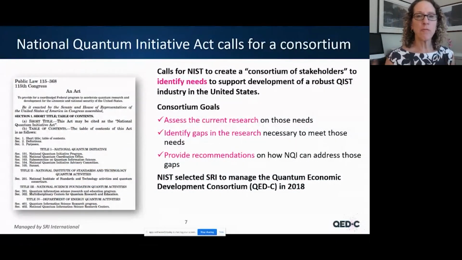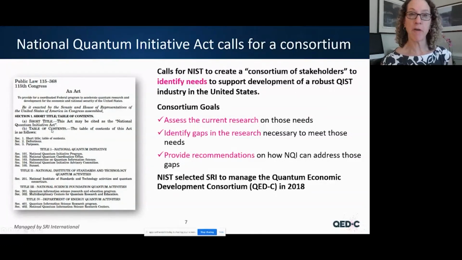So this big ecosystem needs to come together to be efficient. And I'll talk a little bit now about the organization that I'm part of, which has the purpose to help do that. It's called the Quantum Economic Development Consortium, and it was actually called for in the legislation that was passed at the end of 2018 in the US, which is called the National Quantum Initiative Act. And it has a section in it that calls for NIST, the National Institute of Standards and Technology, which is in the Department of Commerce in the US.